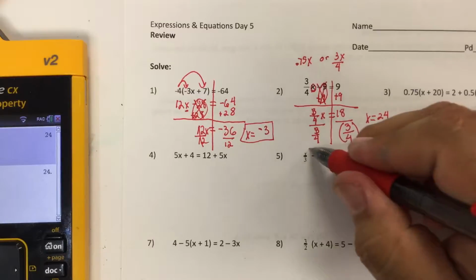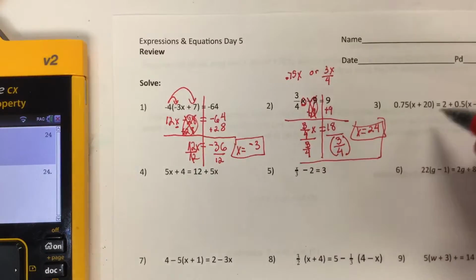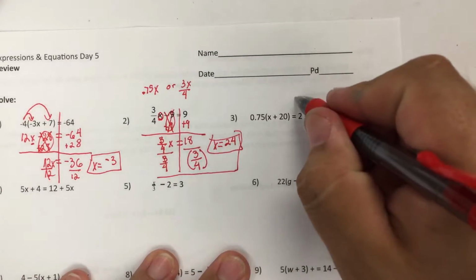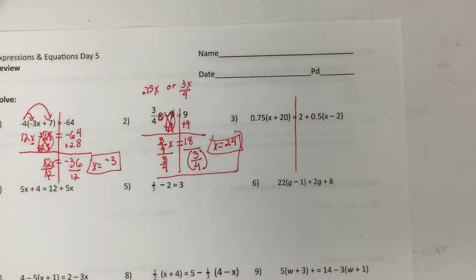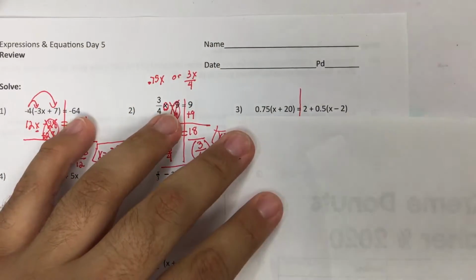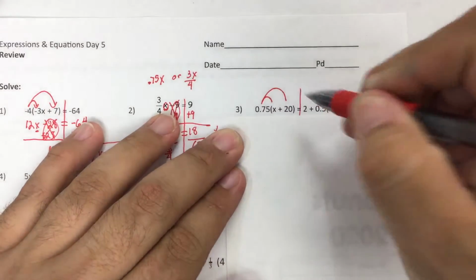All right, now we move on to number 3. Here's my answer right here for number 2. On to number 3, it's just distribution. Remember when we see parentheses, distribution. So this one's going to have a lot of steps. So if you don't mind, I'm going to go ahead and use a scratch sheet of paper to help solve this one because it's going to take up a lot of work. Okay? What we need to do here is we need to distribute the 0.75 to the x and to the 20.